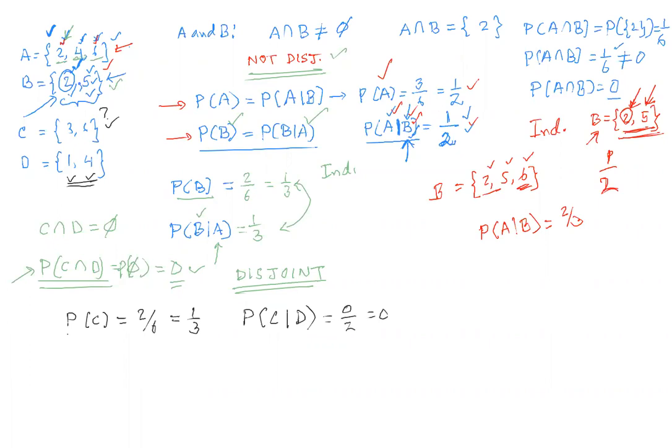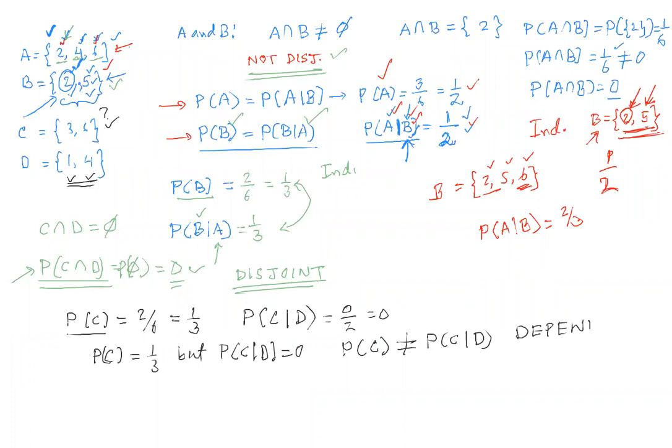By the way, probability of C is 1/3, but probability of C given D is 0. So probability of C is not equal to probability of C given that D has happened. So they are what? Dependent events. They are not independent, but they are dependent events. Is this clear, everybody? Yes.